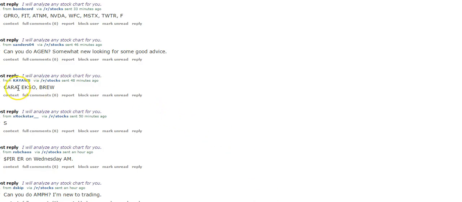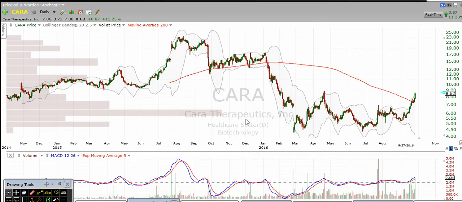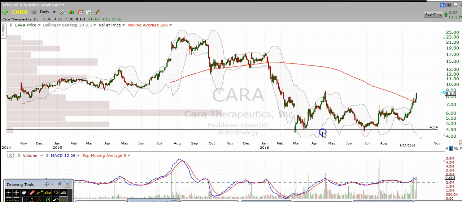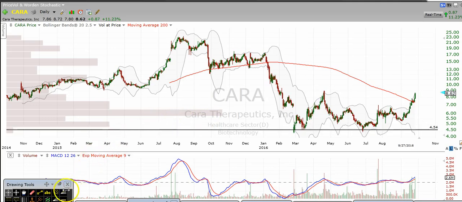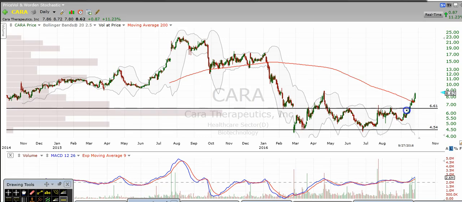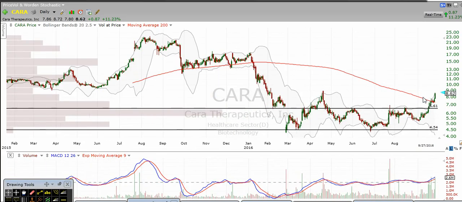Next, let's take a look at CARA. And CARA, nice look here. I see some support right here at about 450. And then I see more support right here at about 660, and that's from the highs over here, here, here. That was resistance, so break over that was bullish right there. So constructive action here on CARA.